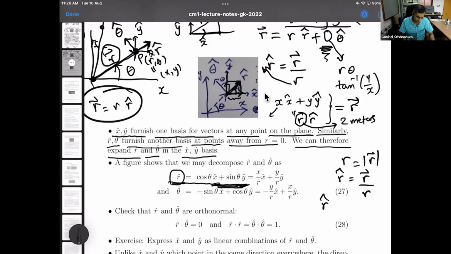Of course, we can rewrite cosine theta as x upon r and sine theta as y upon r. So that is an alternative expression.